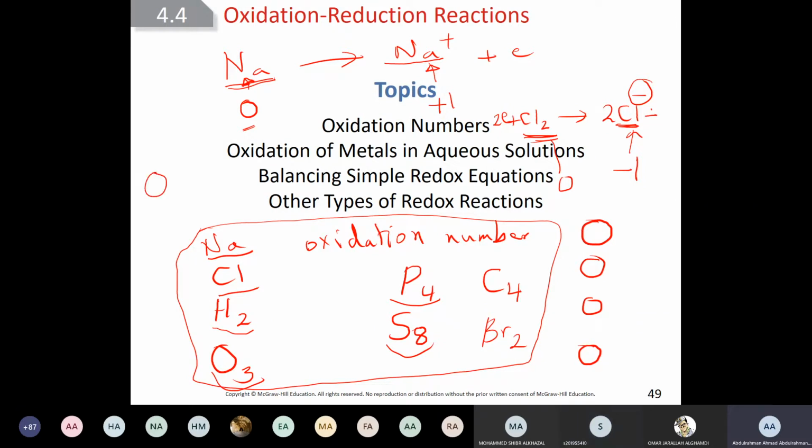How about O2? What's the oxidation number of O2? Zero. How about O2 minus? Minus two. Minus 2. Look at the oxidation number from here. Is this clear? All right. Good. Let's clear all this now.